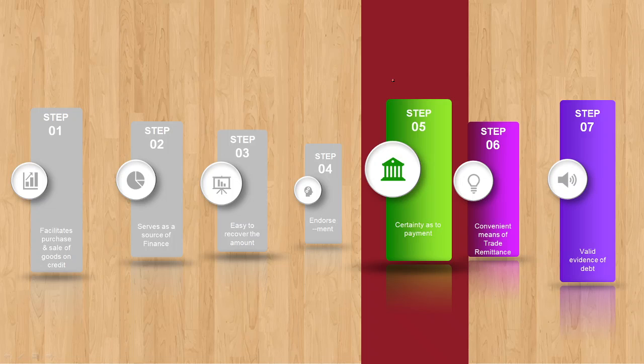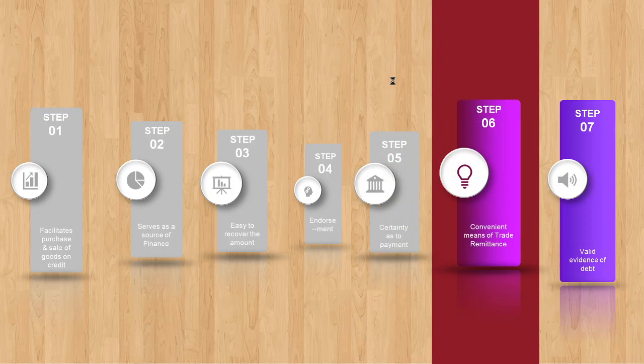The next advantage is certainty as to payment. Now the date of payment is certain here. The enterprise which has to pay and that which has to receive the amount can thus plan the cash management accordingly, because the due date, the date of maturity, is fixed. Both parties know when the payment is to be made or received, so they can plan their cash accordingly. Next is a convenient means of trade remittance. It is a very convenient means of making and receiving payments as the amount is transacted through the bank.